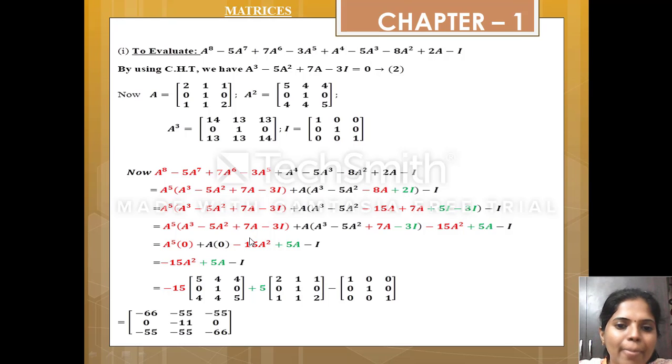So finally, the advantage of Cayley-Hamilton is that by using it we can calculate higher powers of the matrix, like A square, A power 3, A power 4, A power 5 and so on, as well as find the value of a lengthy matrix expression. That's all. Thank you.